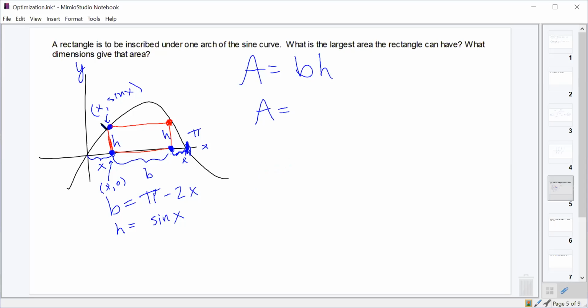Great. All right. It's over here so it doesn't get in my way. So our area is now pi minus 2x times the sine of x. So if we want to figure out when that area is at a maximum, when it is the largest value, what do we have to do with a function to find its max?